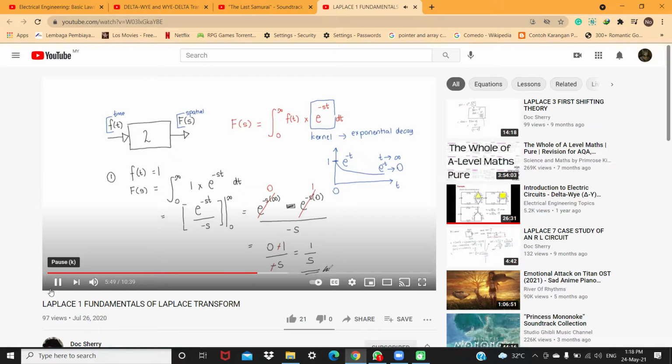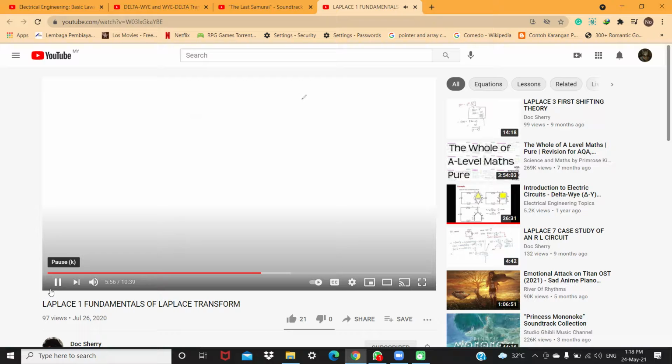Now let's go to the next example, something which is slightly more complicated. Assuming you have an input signal which is exponential to the power of at.